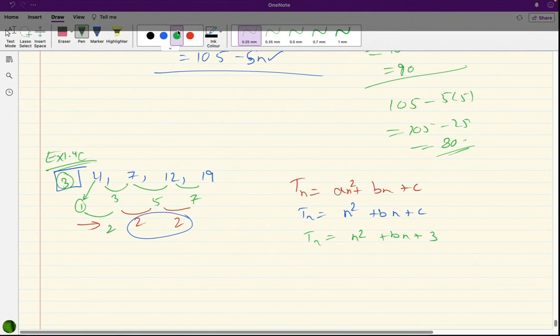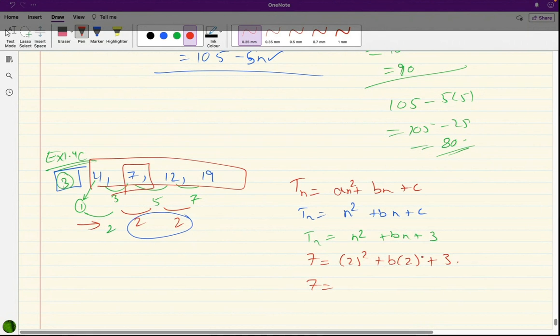Any objection till now? No. So we're done with A, we're done with C. To find B, select any of the given values, any one out of these. Choose any. Third? 7. That is second. So 7 is equal to 2 square plus B into 2 plus 3. Now we can solve, B is the only unknown. 4 plus 3 is 7 already. So coincidentally, B is equal to 0.